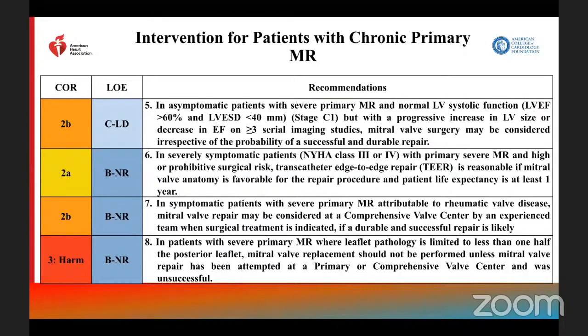In symptomatic patients with severe primary MR attributable to rheumatic valve disease, mitral valve repair may be considered at a comprehensive valve center by an experienced team when surgical treatment is indicated and if a durable and successful repair is likely, class 2B. In patients with severe primary MR where the leaflet pathology is limited to less than 1/2 of the posterior leaflet, mitral valve replacement should not be performed unless mitral valve repair has been attempted at a primary or a comprehensive valve center and was unsuccessful, class 3.